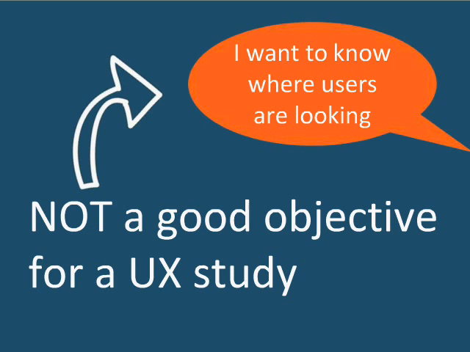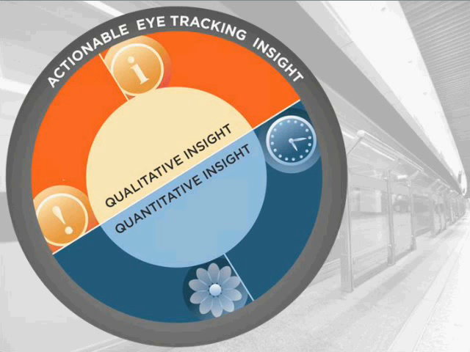Now, this is one of my pet peeves. I want to know where users are looking is not an appropriate objective for a study. I've heard it many, many times, and every time I hear it, I ask my stakeholders, okay, why would you like to know this? Or what decisions are you hoping to make based on the study findings?